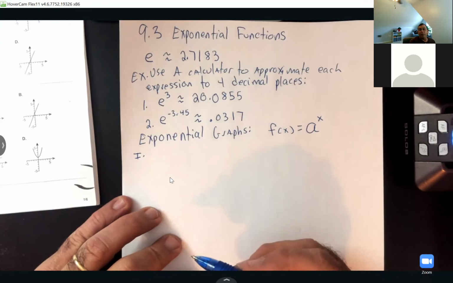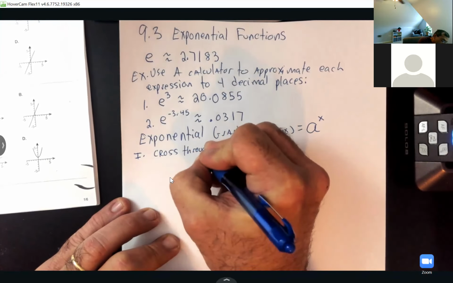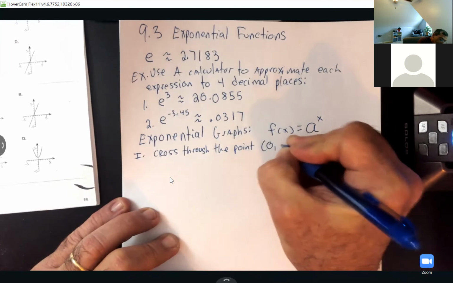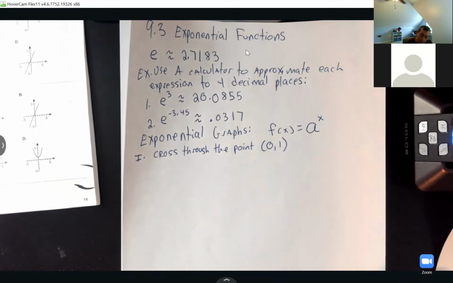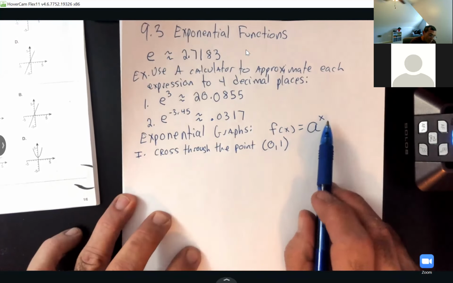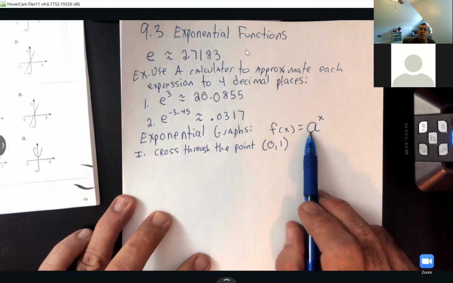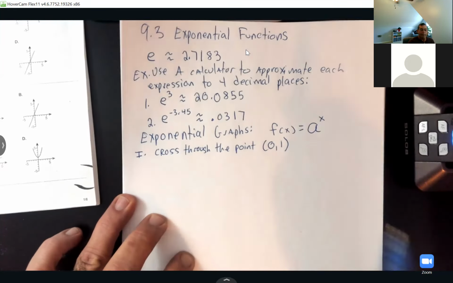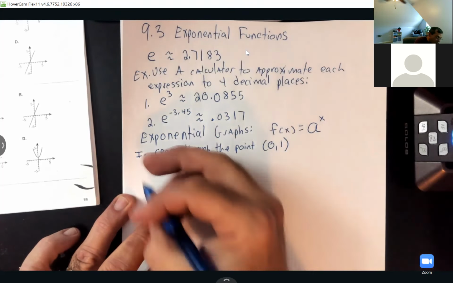So, things we know about exponential graphs. They cross through the point (0, 1). The reason they pass through the point (0, 1) is that if the exponent is a 0, any number, I don't care what that number is, raised to a 0 exponent equals 1. So that means anything that's exponential is going to pass through that point.